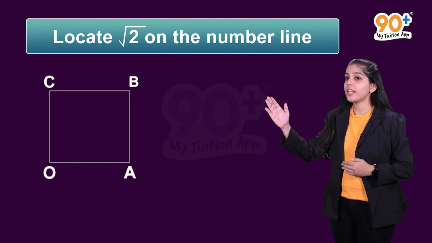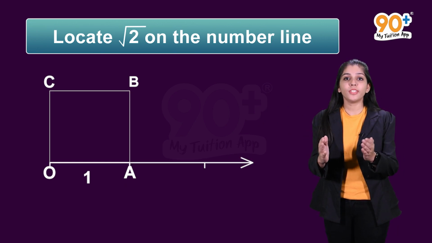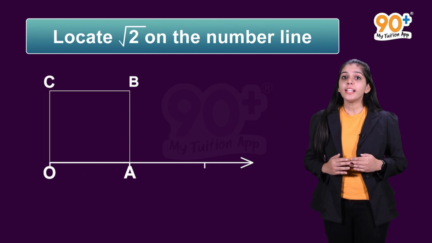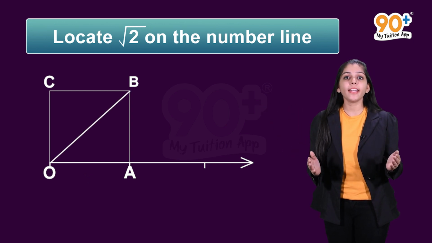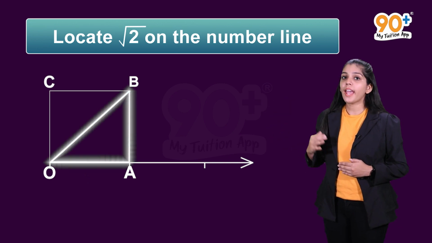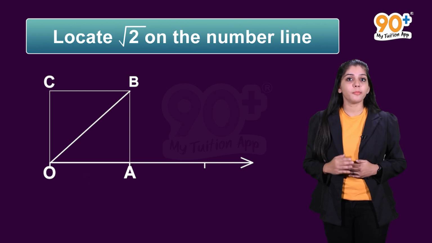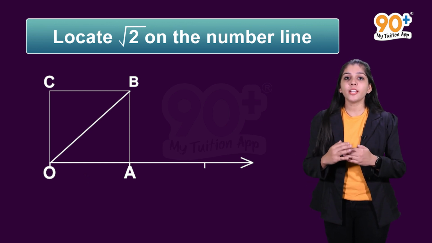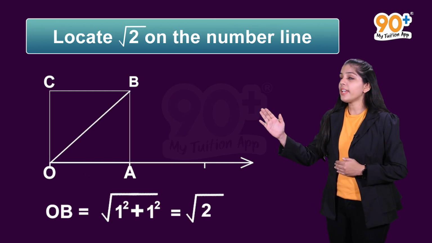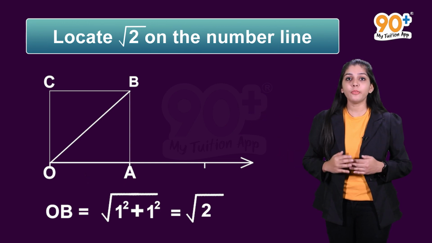Let's consider a square OABC with O coinciding with the 0 of the number line and each side of the square being 1 unit in length. Let's draw a line OB as the diagonal of the square, which forms two right-angled triangles OAB and OCB. Now, you know what the Pythagoras theorem is, right? Let's apply the Pythagoras theorem for the triangle OAB.